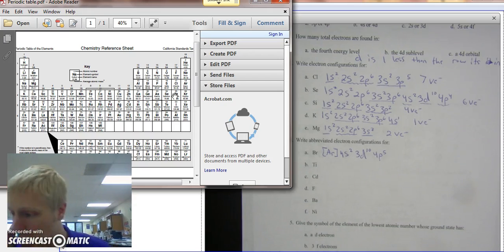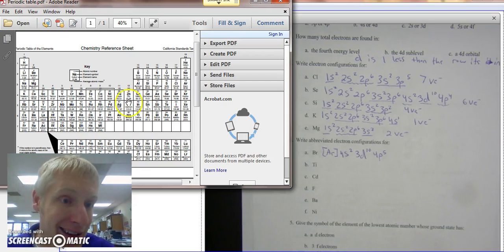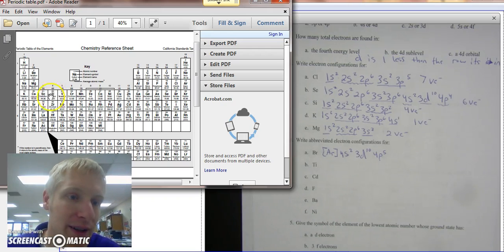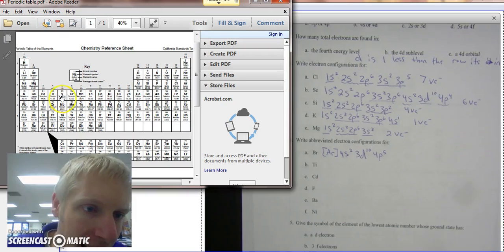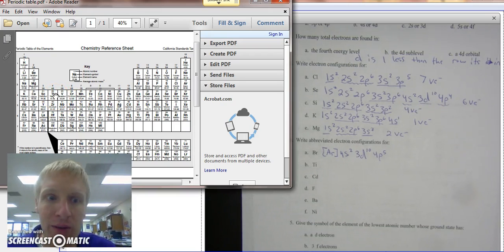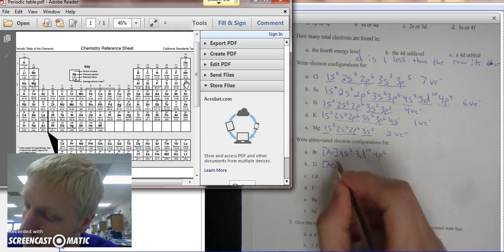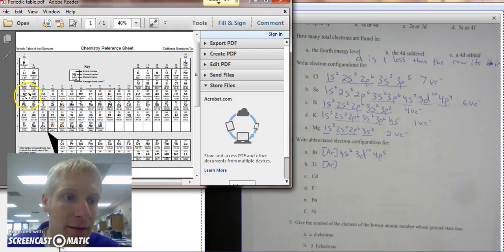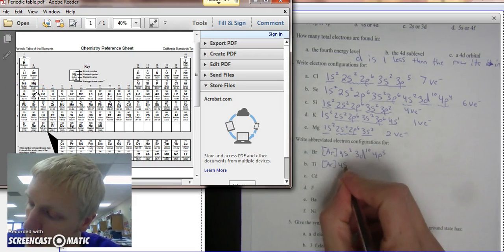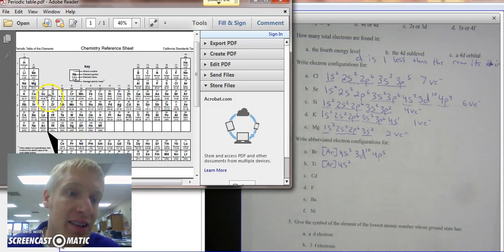Alright, let's do another example. Why not titanium? Titanium is right over here, number 22. And we want to do noble gas notation. So we're going to start at the noble gas that comes before 22, which again is argon. We're going to continue on for the fourth row, s section, 4s2. And then we're in a d section, so it's one less than the row it's in. Instead of 4d, it's 3d: 1, 2.